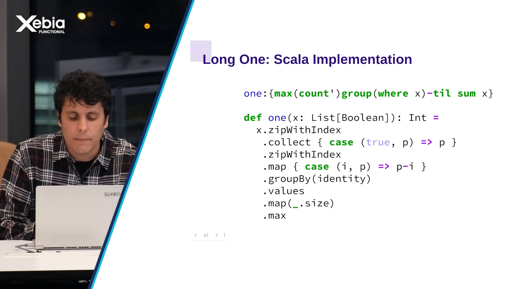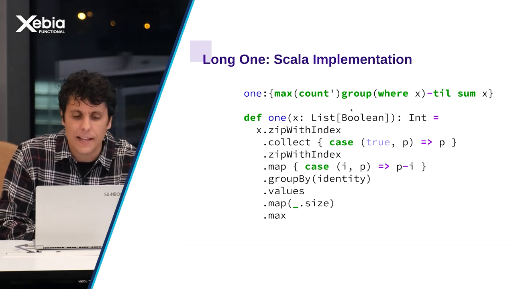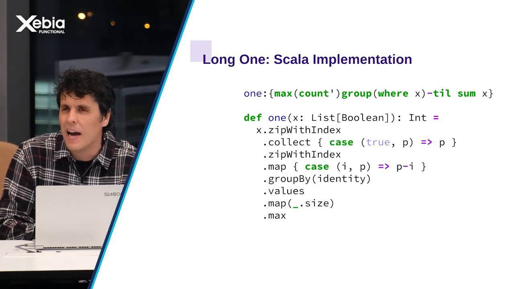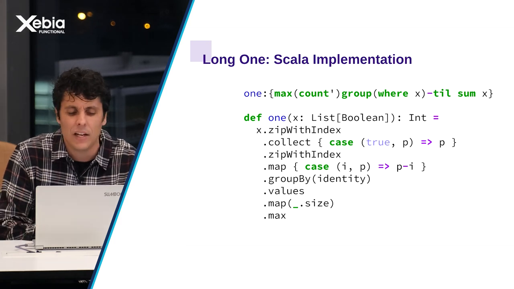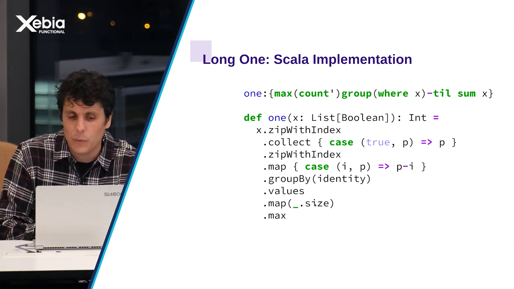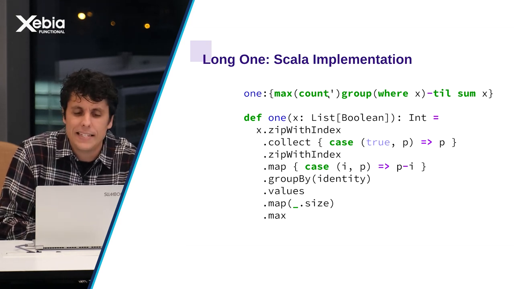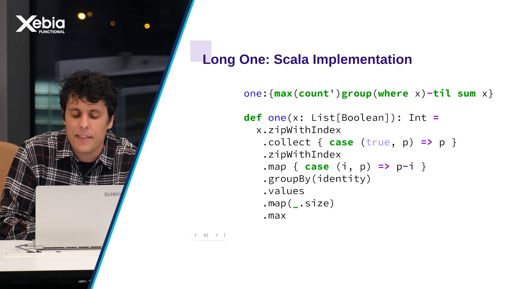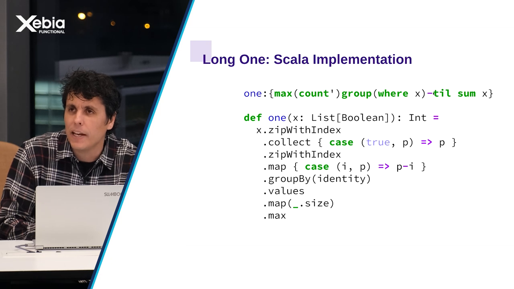Why? Okay, because, well, we can see first that the group is trivial. We have here a group by. It's not exactly the same, but it's quite similar. We have the map size, which corresponds with the count each. Okay, this is at the end, this is the same. The each represents the map. And finally, we have the max. But the problem is here in the where and in the subtraction of the indexes.